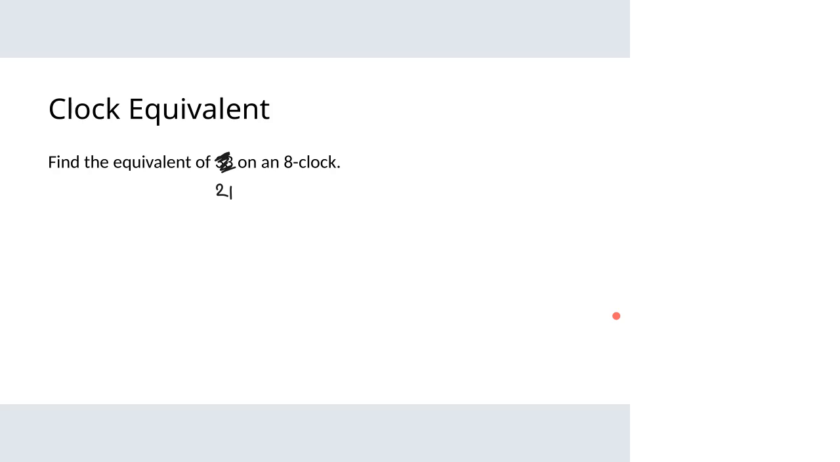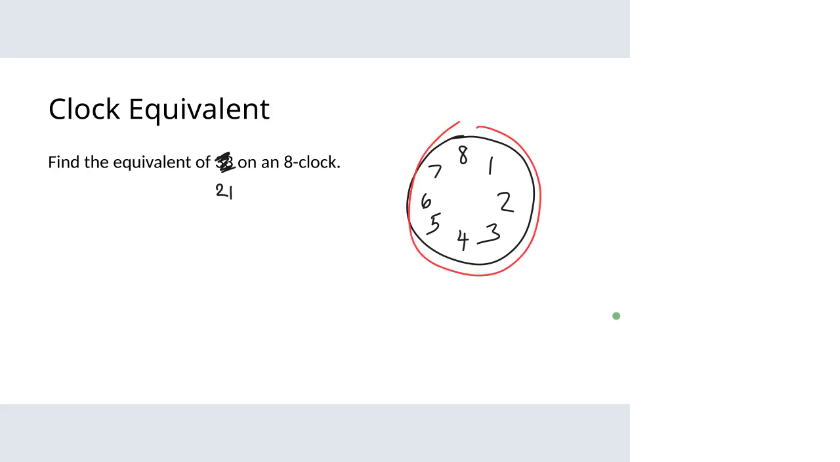So 21 on an 8 clock. And there's a couple of different ways you could do this. You could certainly make an 8 clock and count it. Kind of the way Stephanie did last time. There's 8, 16, 17, 18, 19, 20, 21. So our answer is going to be 5 here.